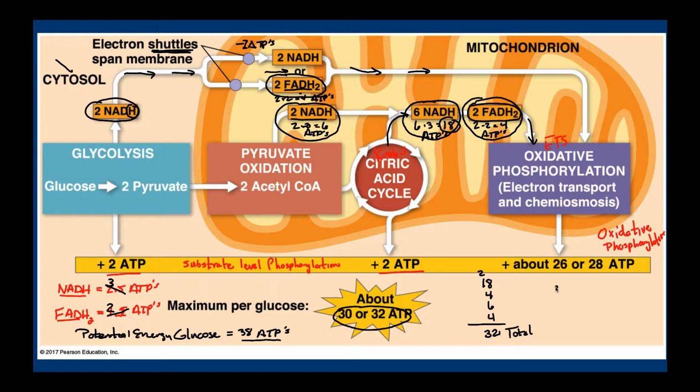We end up with 32 ATPs total. Okay? Add up those 32 ATPs plus the 2 ATPs from glycolysis plus the 2 ATPs from the Krebs cycle, and we see that we can get about a net of 36 ATPs overall from a single glucose molecule.